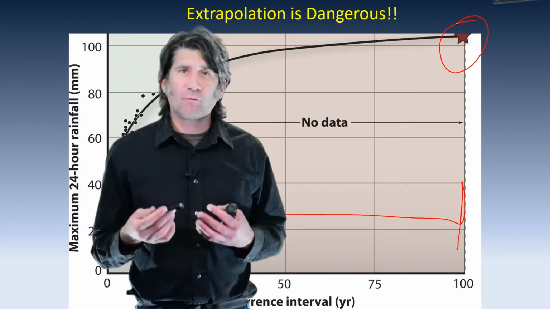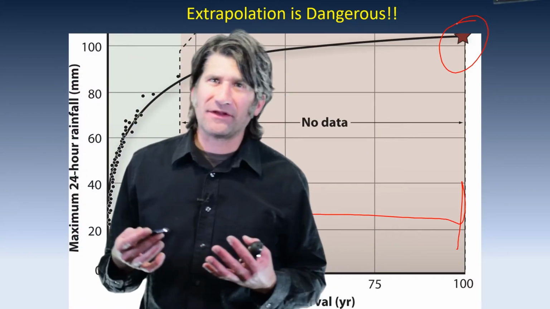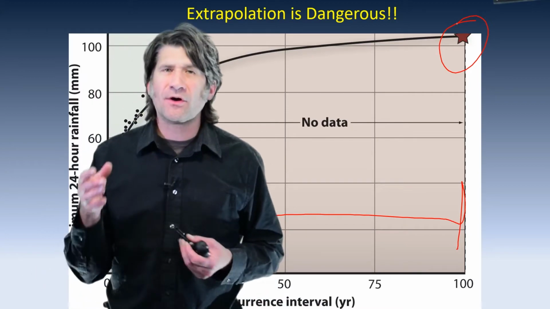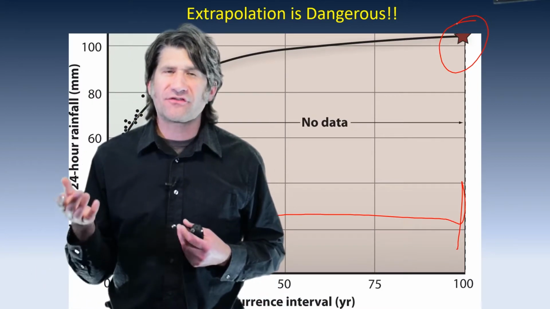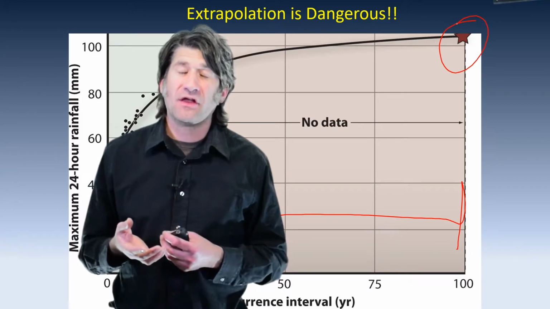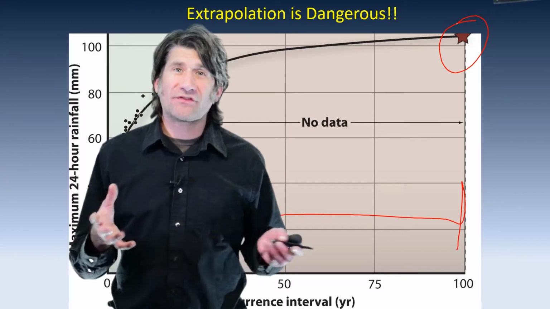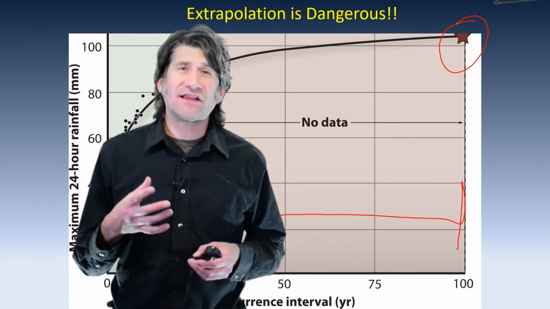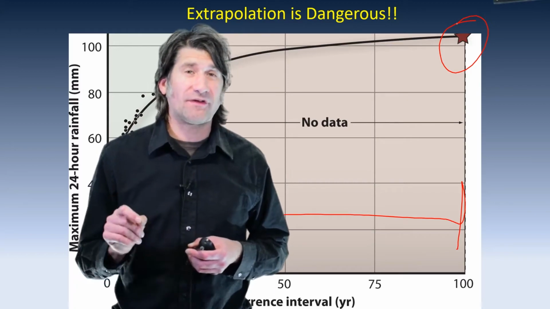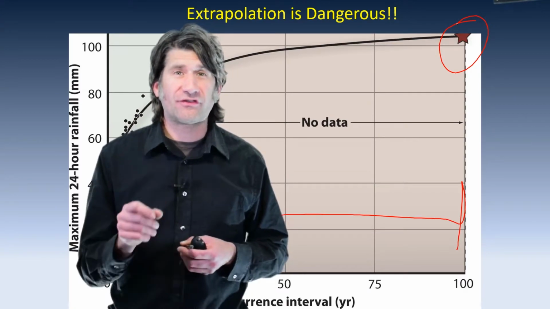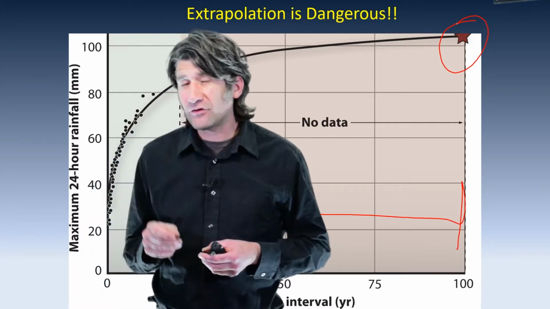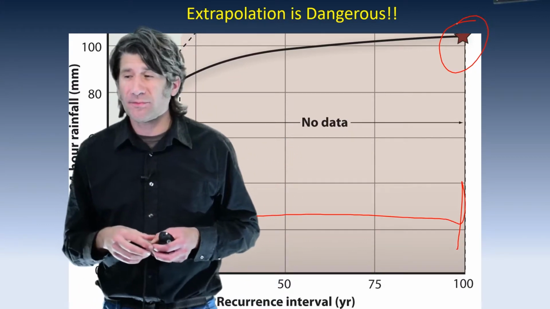And so when we're making estimates based on recurrence intervals, we have to remember that recurrence intervals are based on statistics of past events, right? It's just based on what's happened in the past. It doesn't necessarily tell you about what's going to happen in the future, just a statistical likelihood. And there's another complication we have to worry about as well.